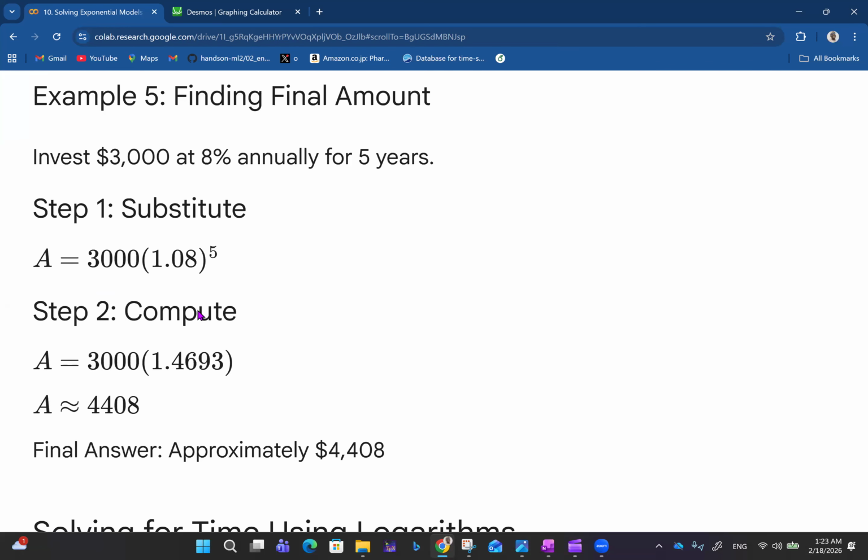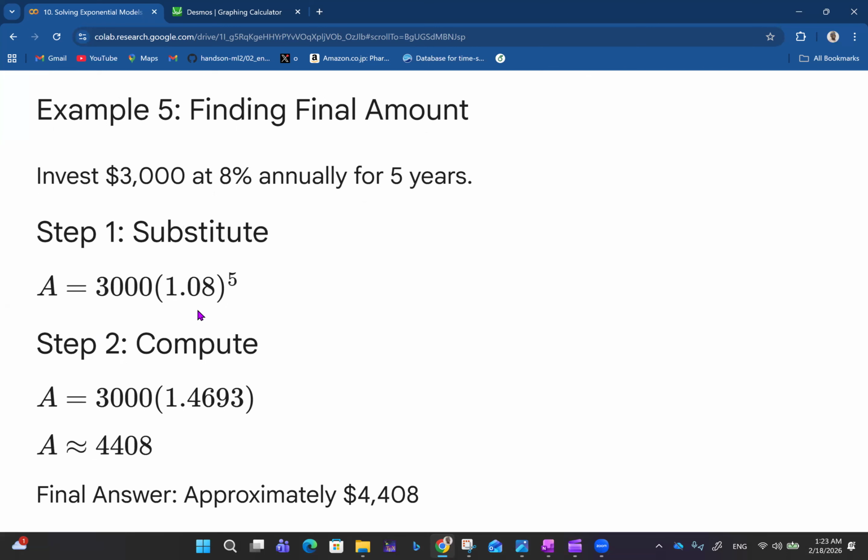So imagine this now. You want to find a final amount. Invest $3,000 at 8% annually for 5 years. What's the final amount? You substitute: A is equal to the initial amount, the principal, which is 3,000, and 8% annually, so it's increasing. You have 1 plus 0.08, that's 1.08 raised to 5. If you compute all this, you get 4,408. So it means after 5 years, your investment is now $4,408.